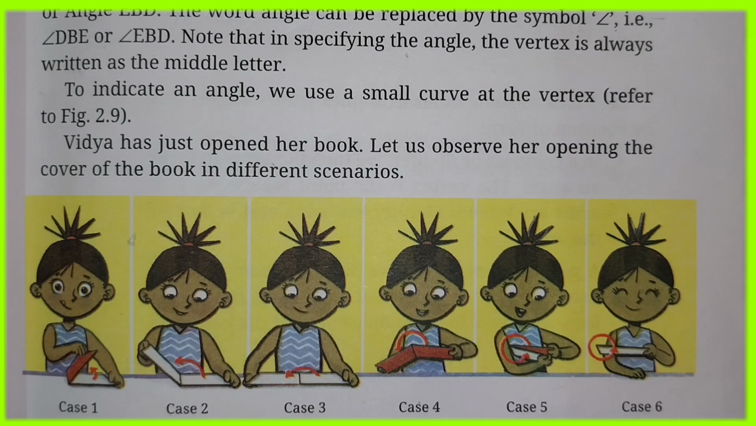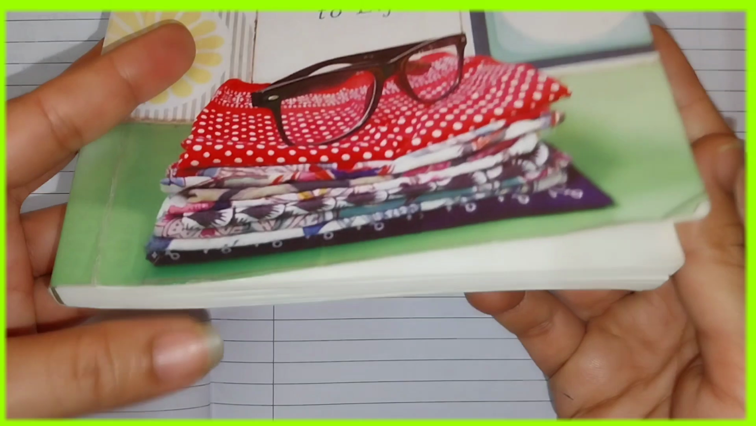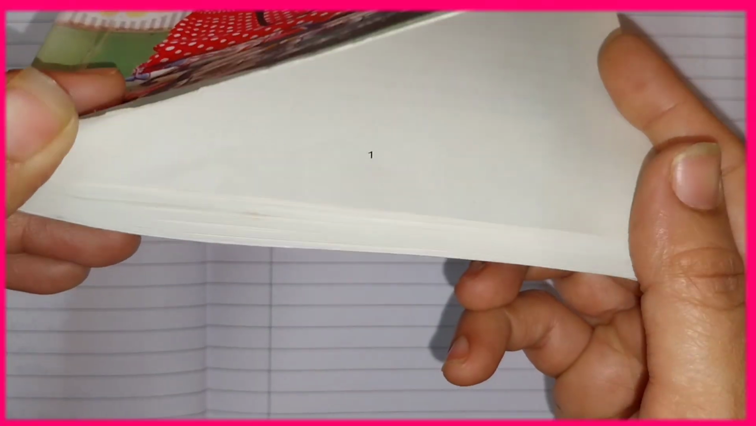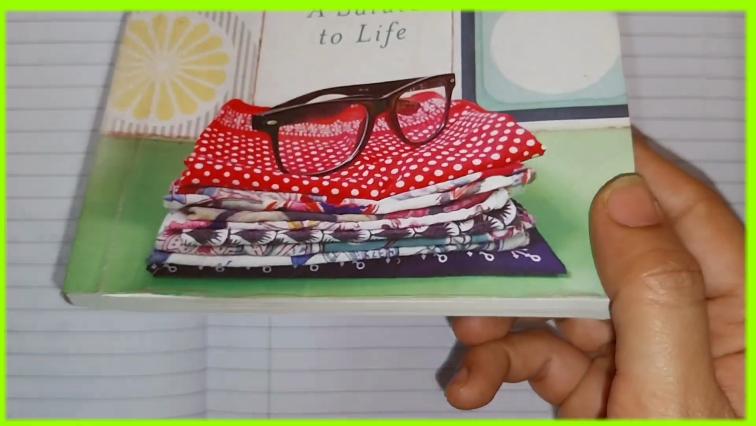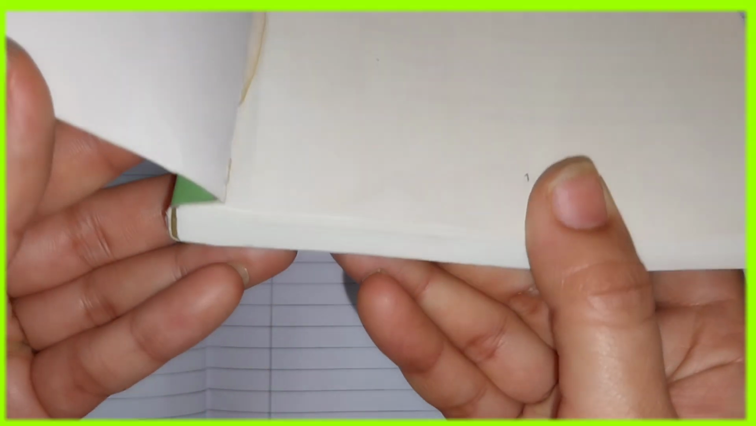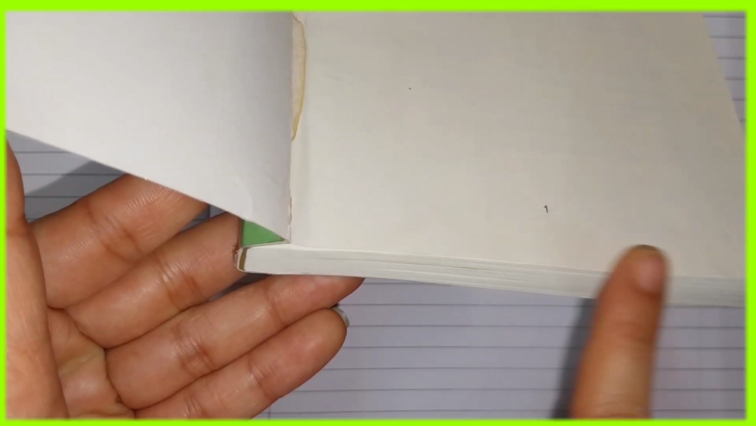Refer to figure 2.9. Vidya is opening her book in different ways. First case, the book is almost closed. The arms are close together, so the angle is very small. Next, the book is opened a little more. The angle becomes bigger. Case 3, the book is fully open in a straight line. Here, the arms make a straight line and the angle is 180 degrees.